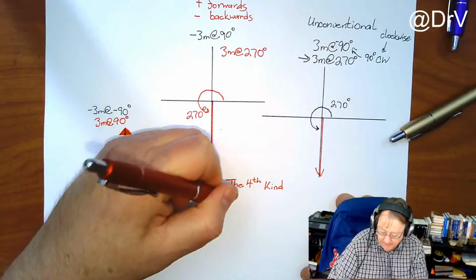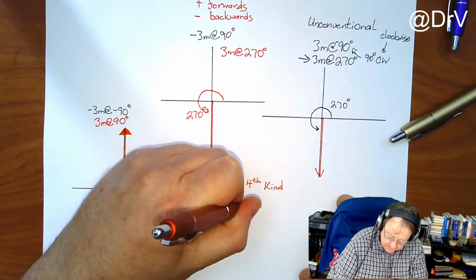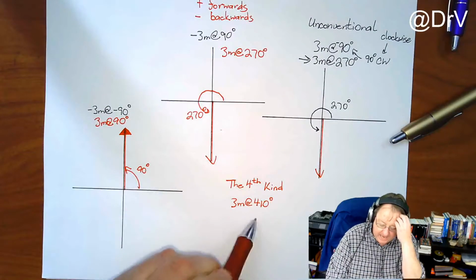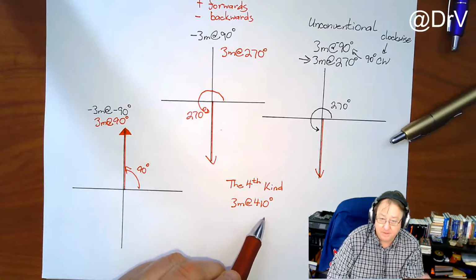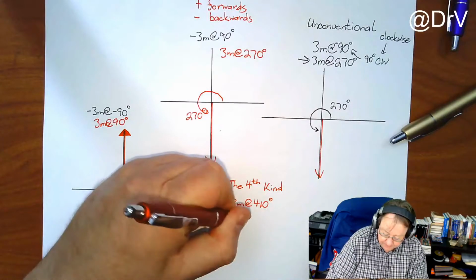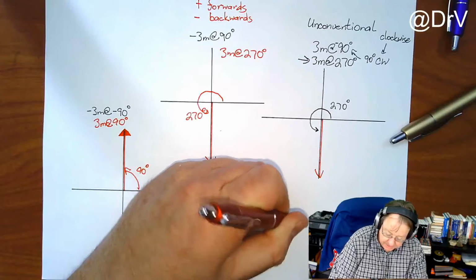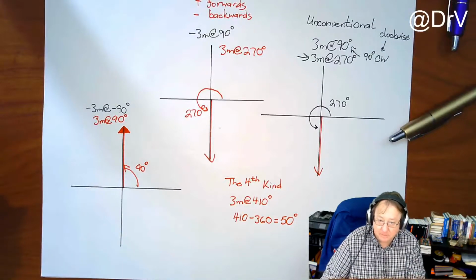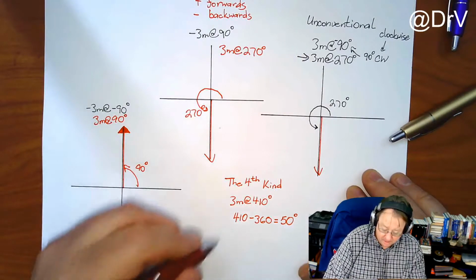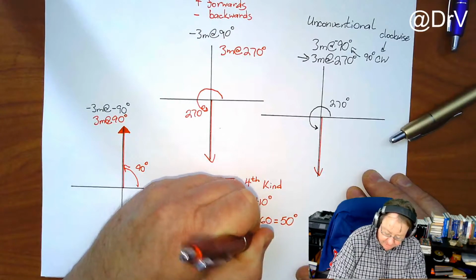One where you have 3 meters at 410 degrees, where the angle is greater than 360. And to get rid of that, what you do is you subtract 360 degrees until you get an angle that is between 0 and 360. So the 3 meters at 410 is actually 3 meters at 50.